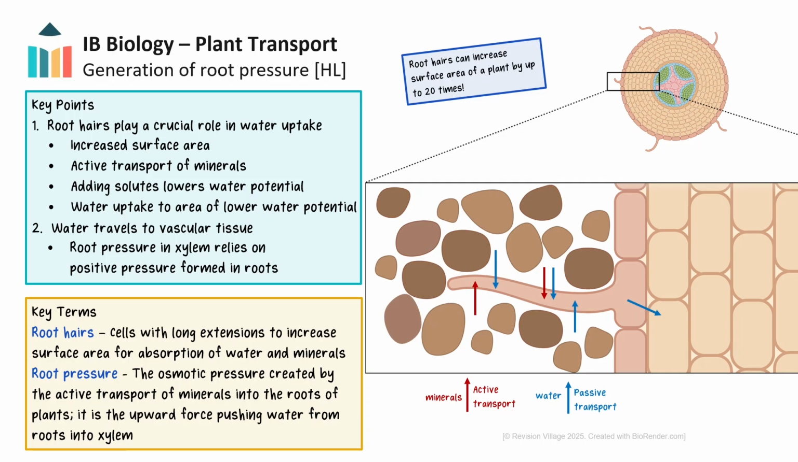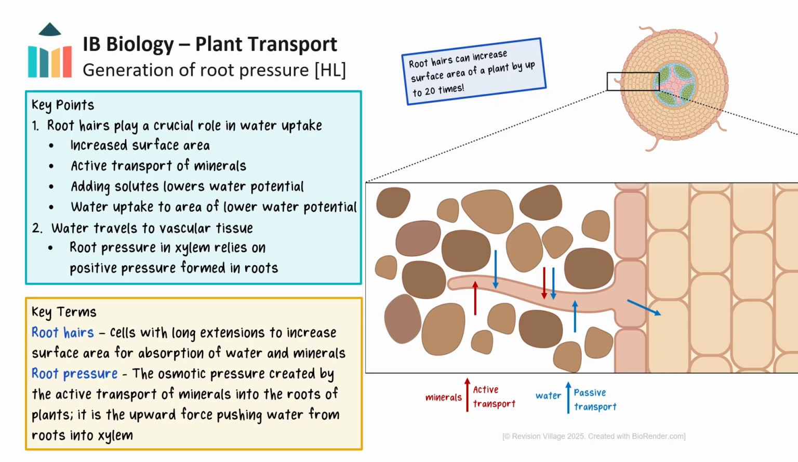Let's take a closer look at the root hairs extending from the epidermis tissue. Root hairs are specialized extensions of epidermal cells that play a crucial role in water uptake by significantly increasing the surface area of the root in contact with the soil. These thin, finger-like projections extend into the surrounding soil, maximizing access to water and dissolved minerals.